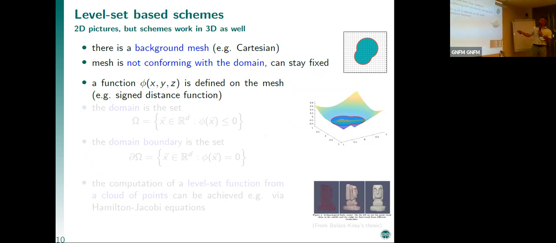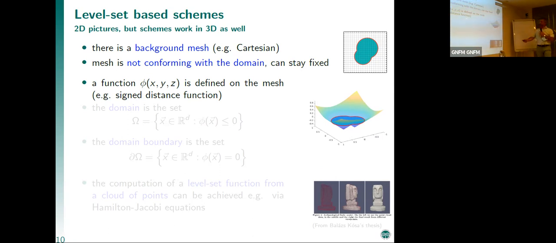So I'm making pictures in 2 dimensions now because it's hard to draw in 3D, but really everything works in 3D as well. So what's a level set method? A level set method has a mesh, but it's just a background mesh. It's just this, for example, this square regular mesh over there. The mesh is not conforming with the object. So the object is this blue stuff here, and you see that the little pieces of the mesh do not match the boundary of the object. It's just a background structure that is there because I need to store the variables somewhere.